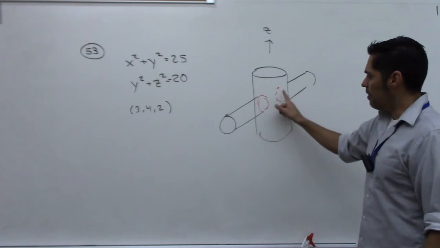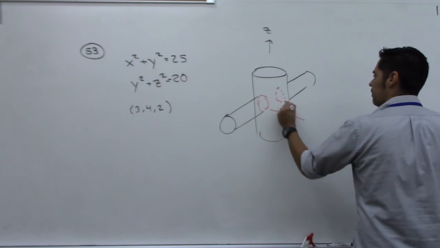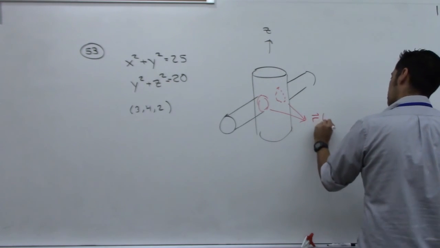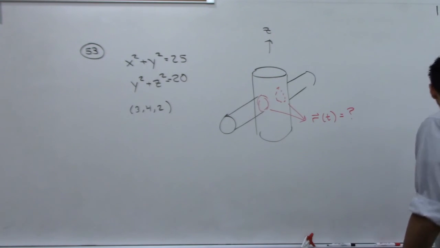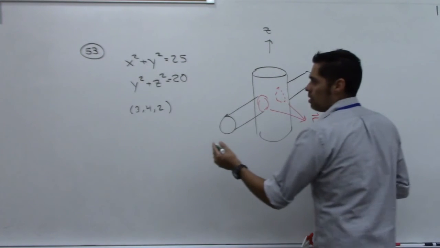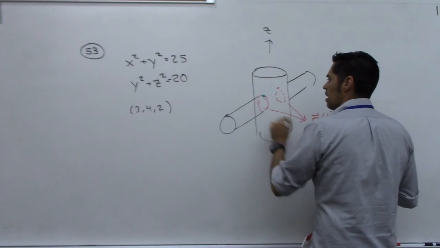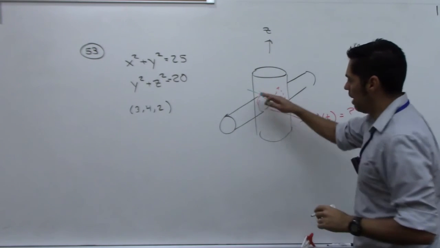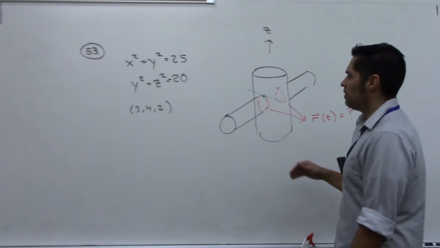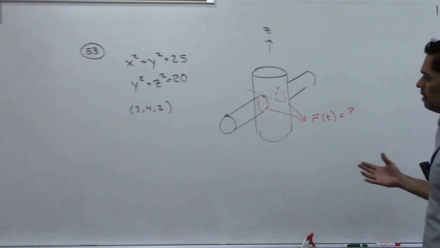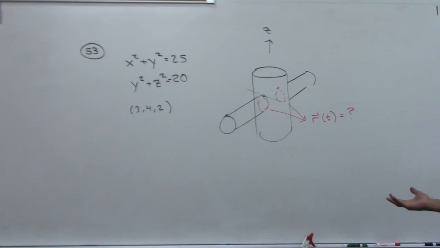I can draw these red things with a vector equation. So I need to come up with the vector equation that draws that. Then, once I've done that, I need to go to this point, 3, 4, 2, which is on that curve of intersection, and I need to find the tangent line to the red curve. So it's the same as the previous problem, that we have to find the line that's tangent to a curve, except they didn't give us the curve right off the bat. We have to find the curve ourselves.